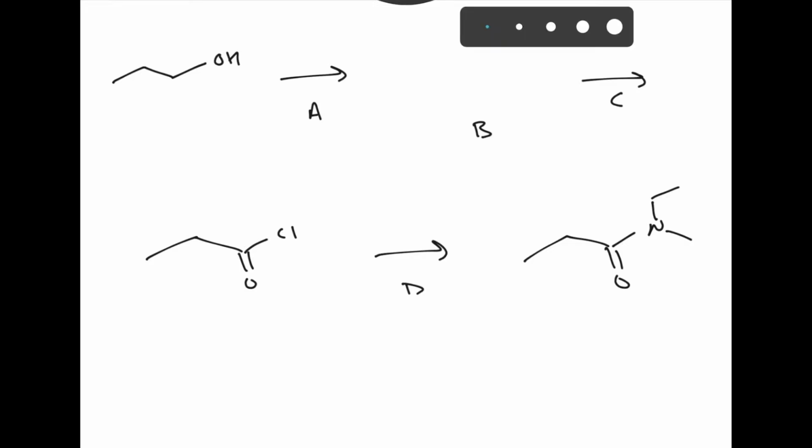So D feels like free money, right? So what's D? How do you go from an acid chloride to a tertiary amide? A secondary amine.